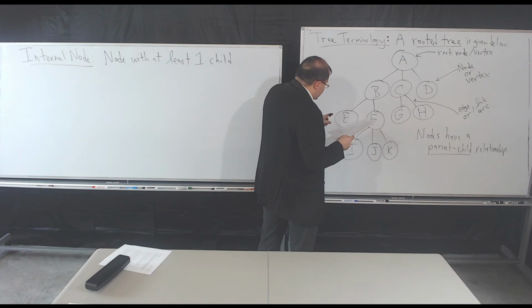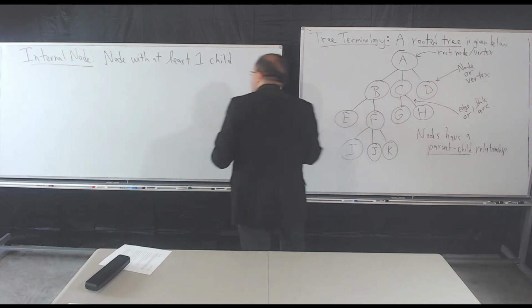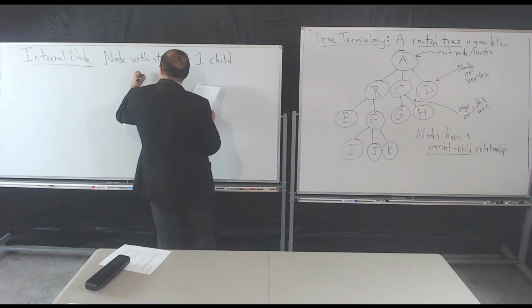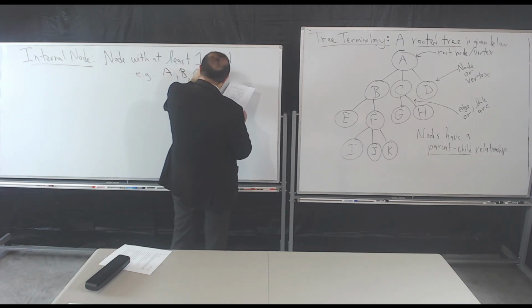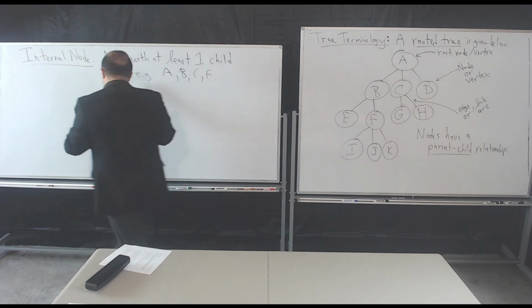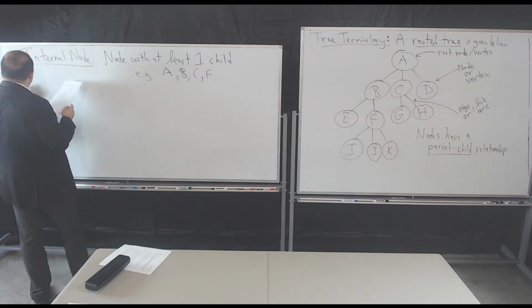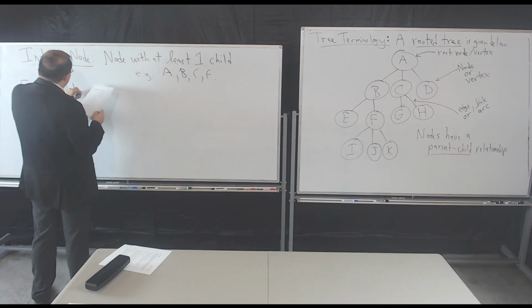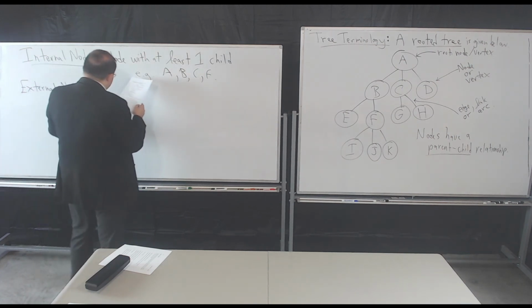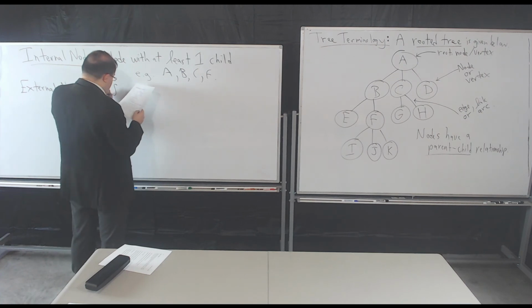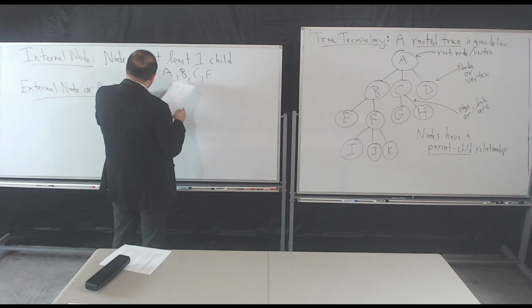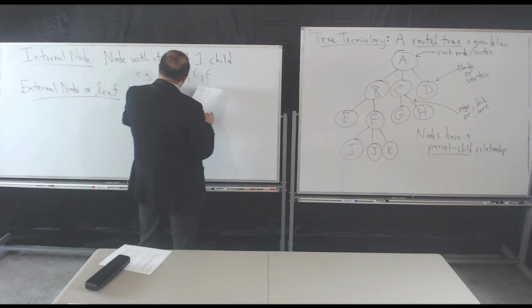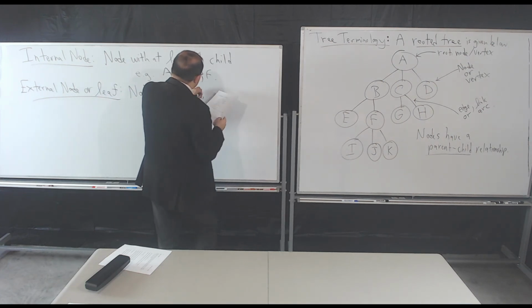And then we have lastly F. F has children. So for example, A, B, C, F. That, in contrast, gives me what I call an external node, or what I prefer calling it, a leaf. This is a node with no children.